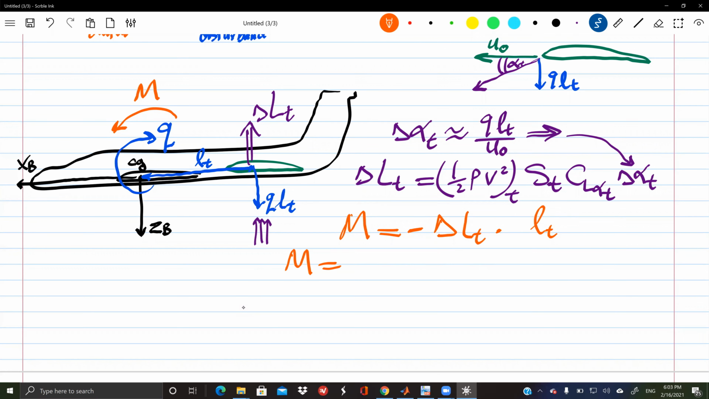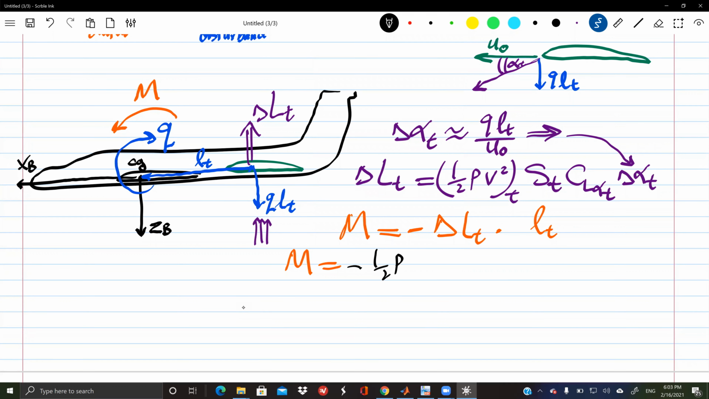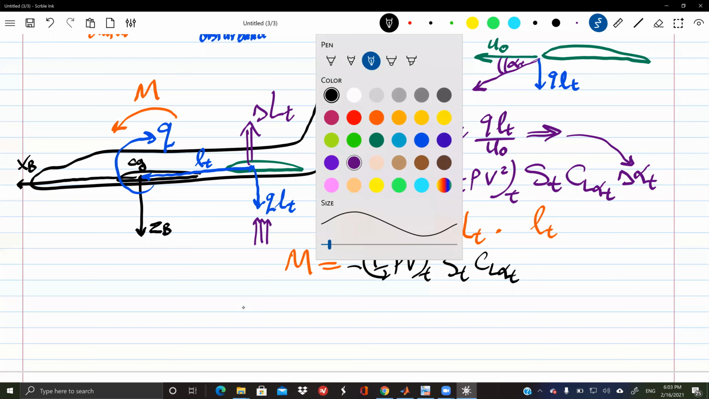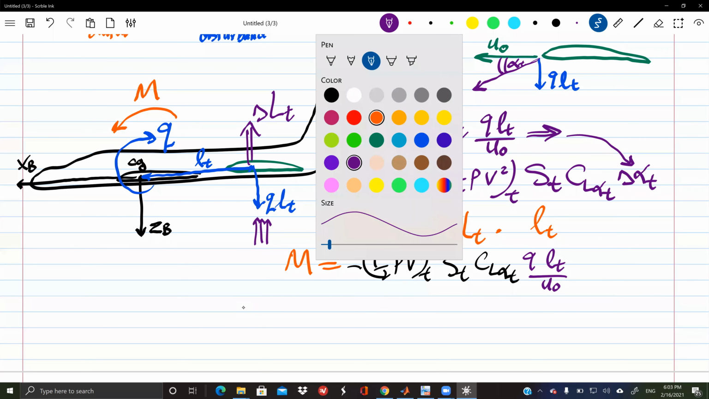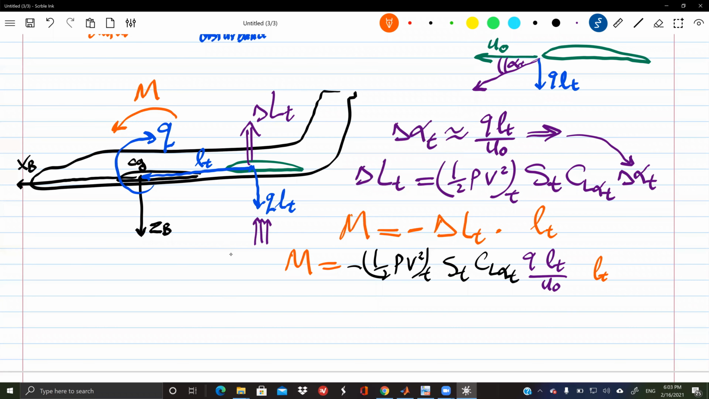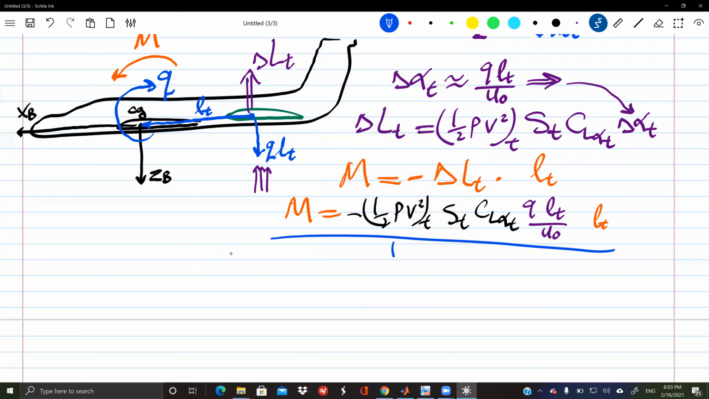So let's substitute. This is negative 1/2 rho V squared, S tail, CL alpha tail, and delta alpha coming from above is Q L tail over U naught, and I have L tail from here. And as you know, whenever we're interested in the quantity, we always normalize. So we're going to divide both by 1/2 rho V squared S and C bar, because this is the pitching moment M. We always normalize by C bar.